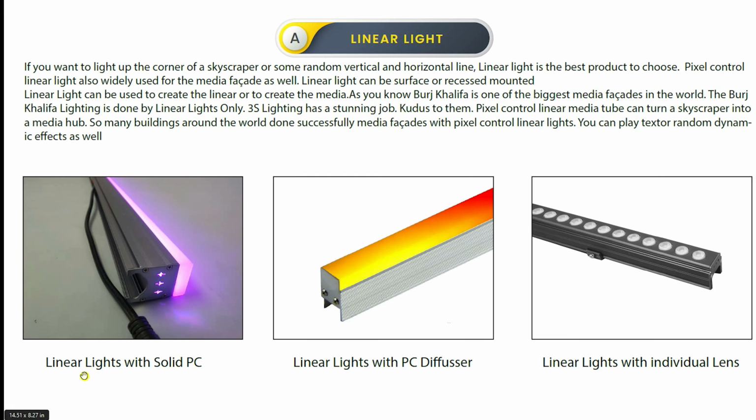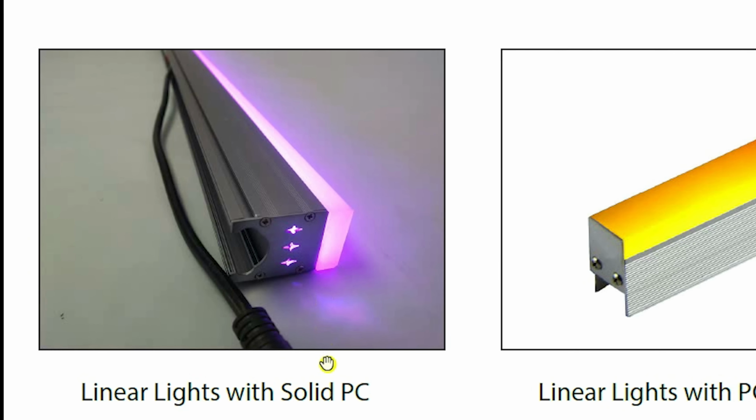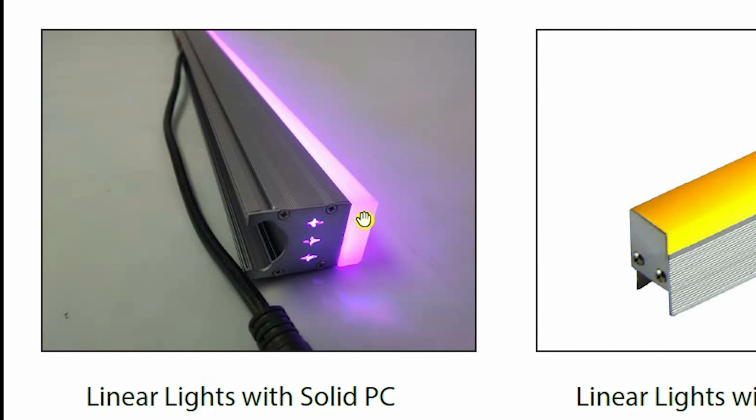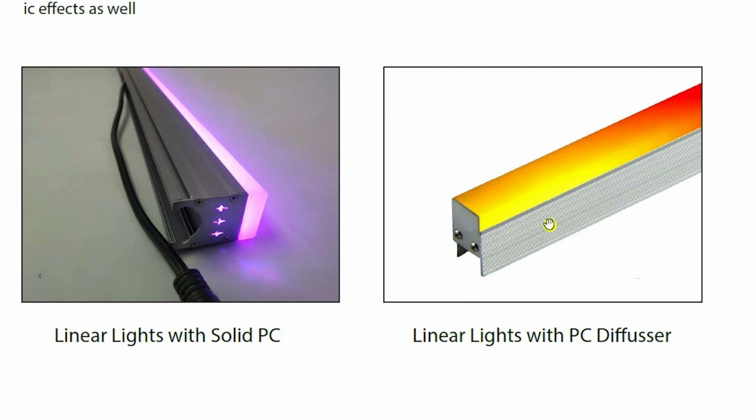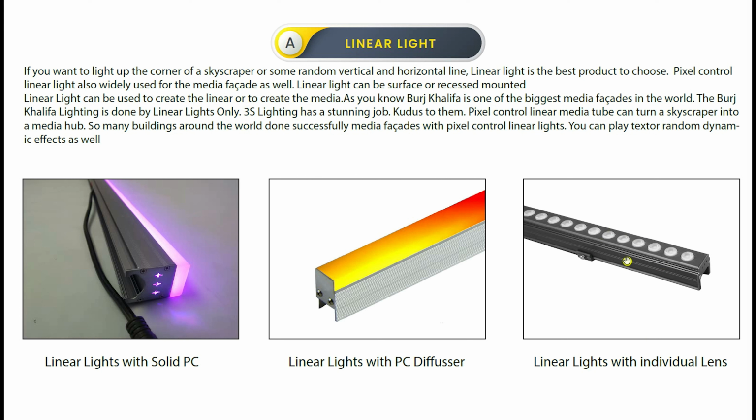That's why I mentioned here, this is with solid PC, because this area is solid polycarbonate. And this one is just a diffuser, also polycarbonate, but only a thin diffuser. It's not solid, it's almost 10 mm solid. Then we have individual lens or individual chip. Both can be done.